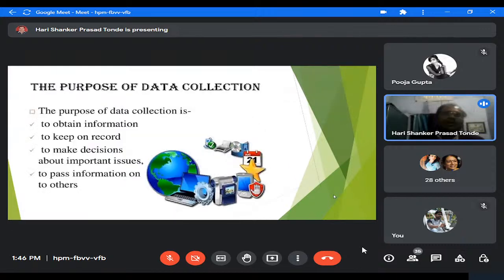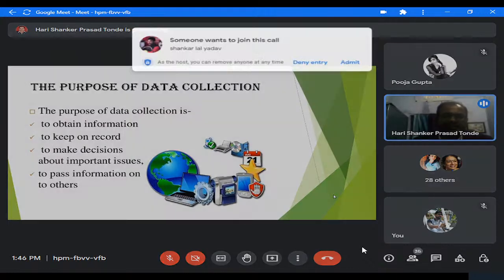What is the purpose of data collection? This is a major important thing. What is the purpose? Means why we are going to collect the data. The purpose of data collection is to obtain information, to keep on record, to make decisions about important issues, and to pass information on to others.